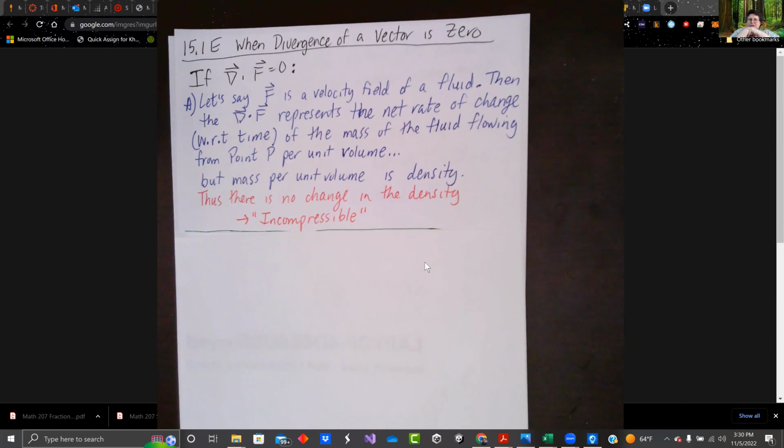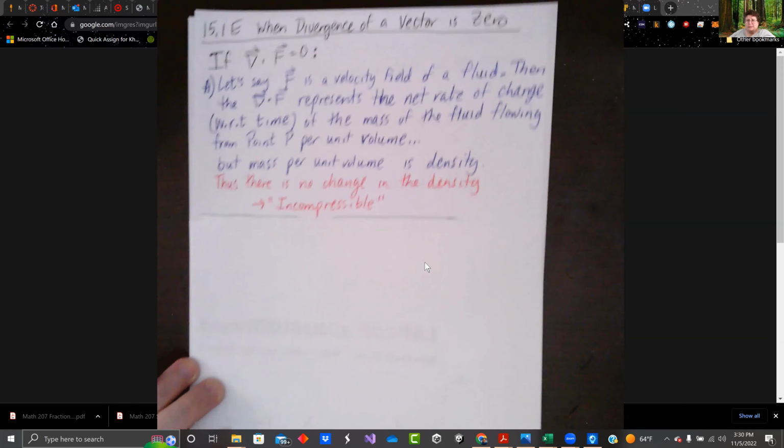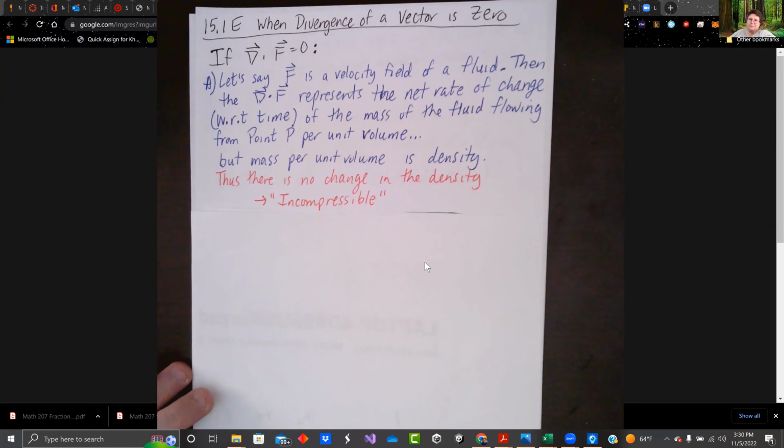So if there is no change in the density because the divergence of the vector field is 0, it means the density is not changing, and we call that incompressible. There's a lot of studies with incompressible fluids that you'll see in physics and beyond. If you're going into math, physics, or applied mathematics, you've got some very interesting stuff in your future. It's really great.